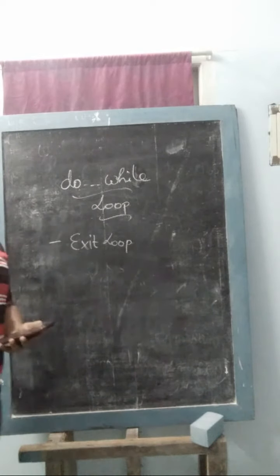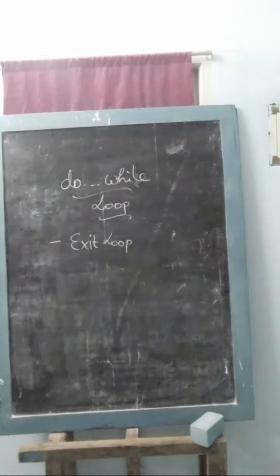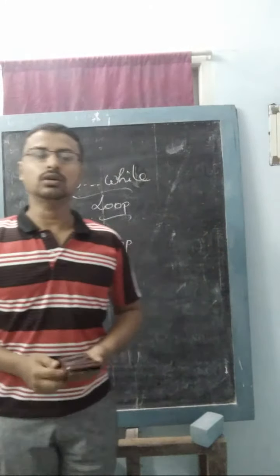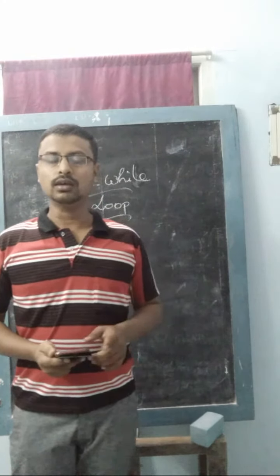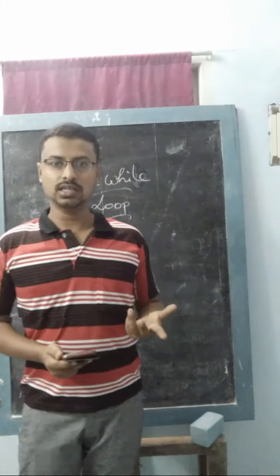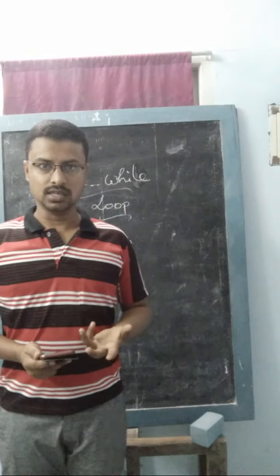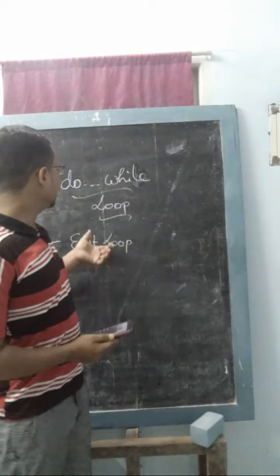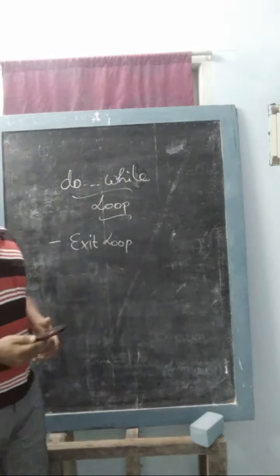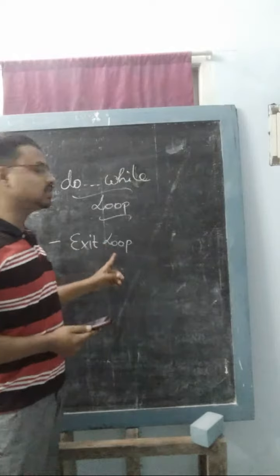Okay, last class we discussed the while loop, and before that, up to the day before yesterday's class, we discussed the for loop. So today we are going to see the do while loop. Do while loop is the exit check loop.